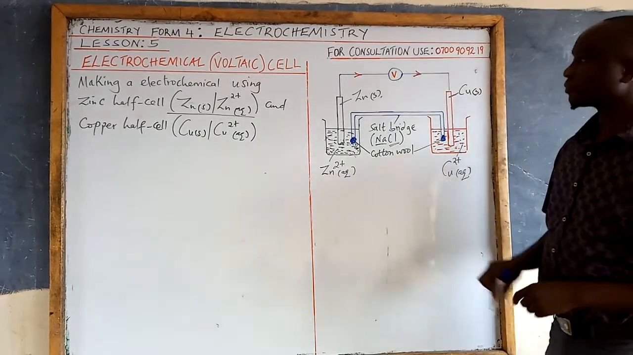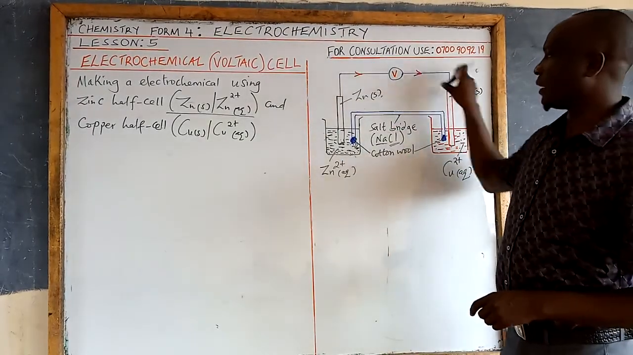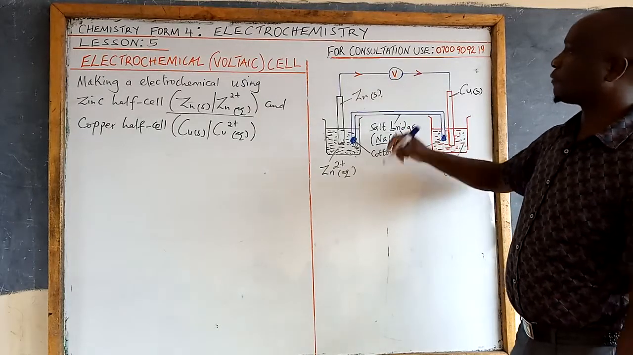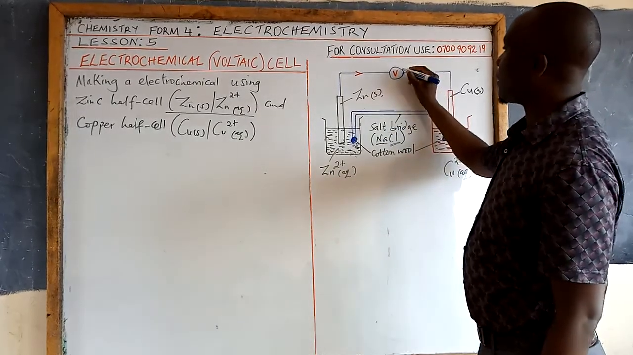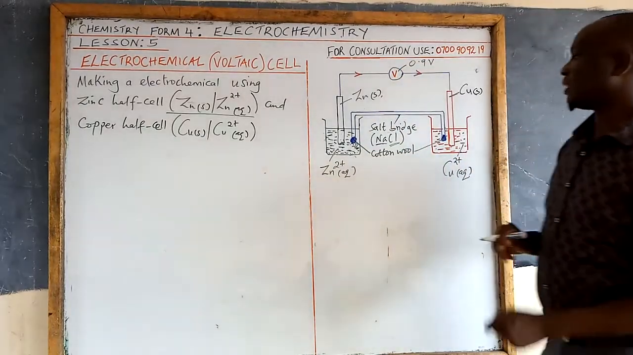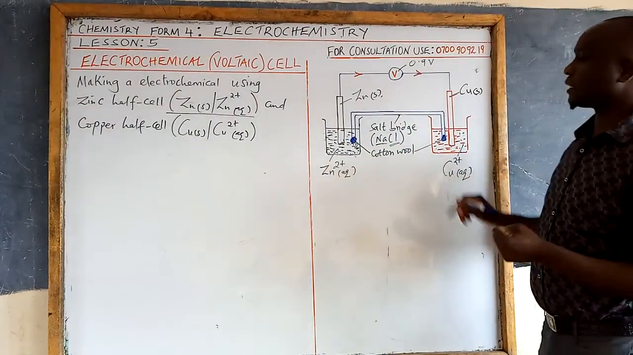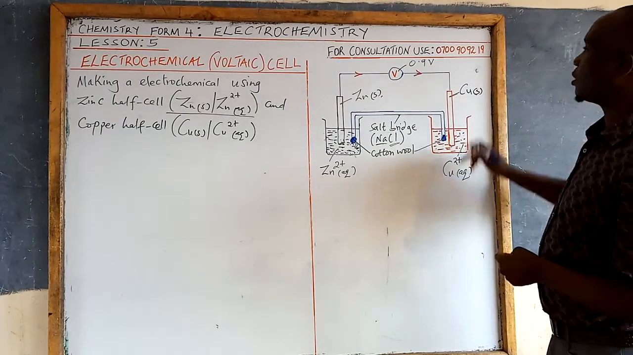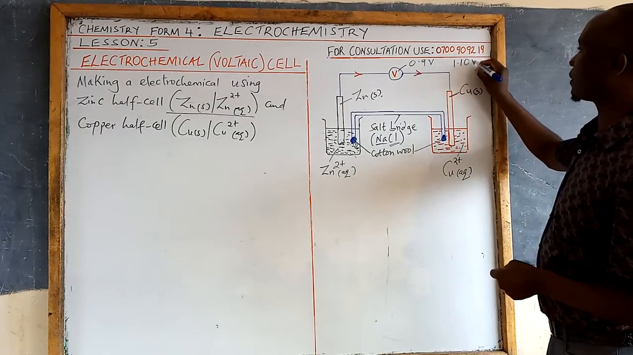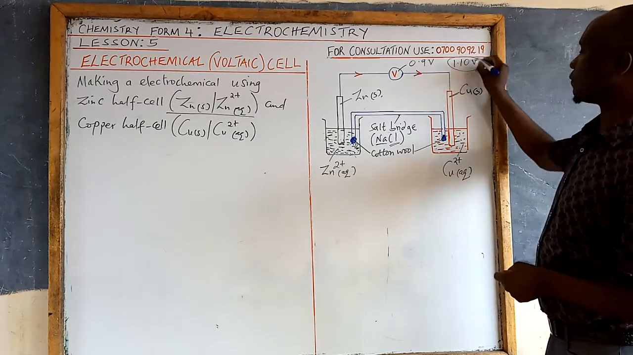Then connecting wires, as you have seen, through the voltmeter, and then from our voltmeter reading, our reading is 0.9 volts. But the theoretical value when you connect these two, you are supposed to get 1.10 volts. This is the theoretical value.